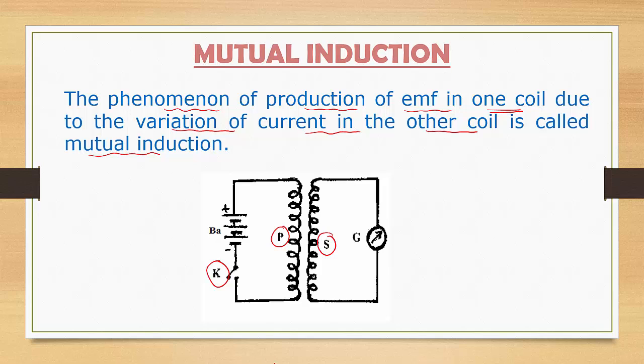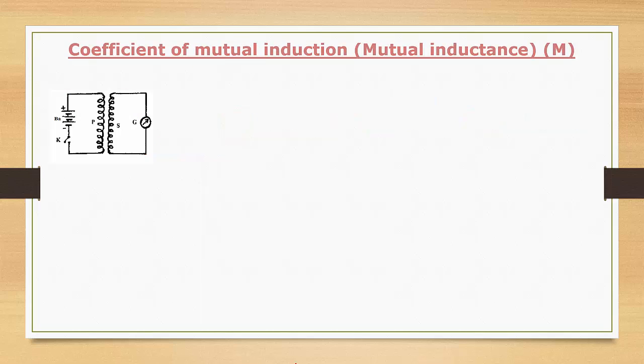The phenomenon of production of EMF in one coil due to variation of current in another coil is called mutual induction. Now we can learn about the coefficient of mutual induction, or mutual inductance, denoted by the capital letter M. We already studied self-inductance; the same procedure we can follow here.